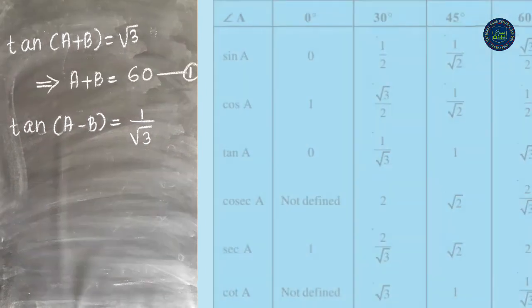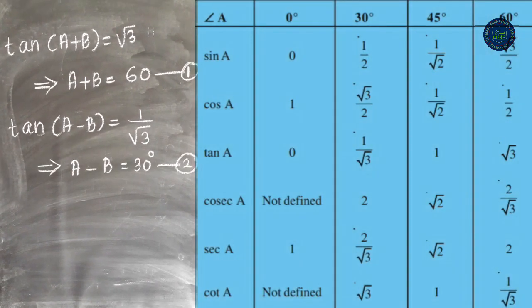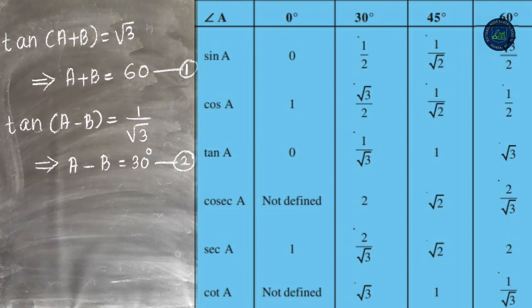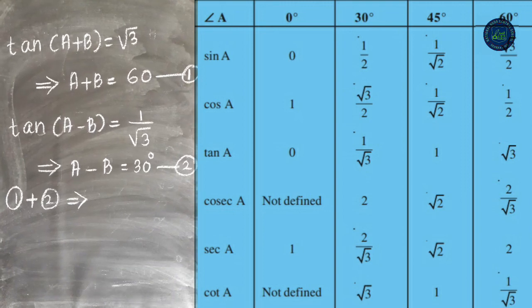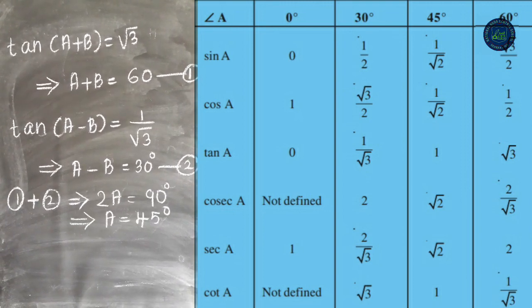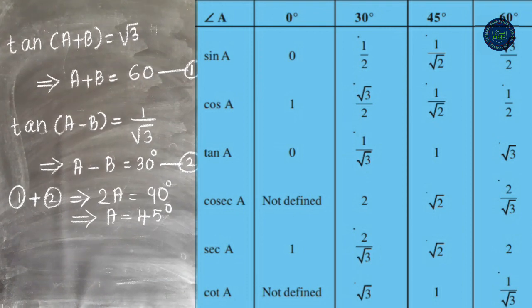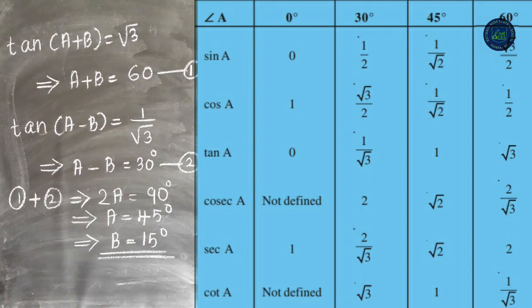So A minus B is equal to 30 degree. So you can form two equations. The first equation, A plus B is equal to 60 degree, and A minus B is equal to 30 degree. And if you solve both equations, you will get 2A equal to 90 degree, so that A equals 45 degree. And if you substitute this value in equation number 1 or 2, you will get B is equal to 15 degree. Thank you.